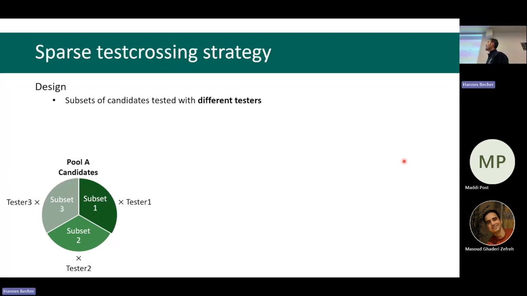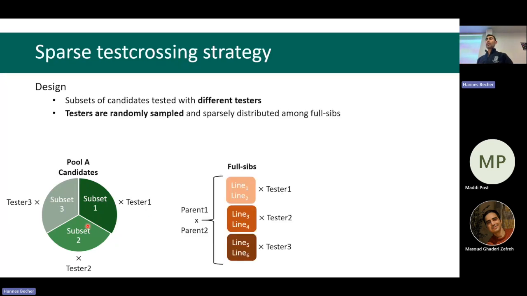So in this Sparse test-crossing design, we create subsets of candidates. It might be just at random. And each subset of candidates can be crossed with different testers. For example, it might be 3, it might be 4 or 5. We will see later how we can decide the number of testers, but say we use 3, then you create 3 random subsets, and each subset will be crossed with 3 different testers from the opposite or complementary pool. Importantly, these full-sib families also get sparsely distributed among the testers, like in this diagram. The testers can also be randomly sampled from the complementary pool. Each candidate is crossed with only one tester.